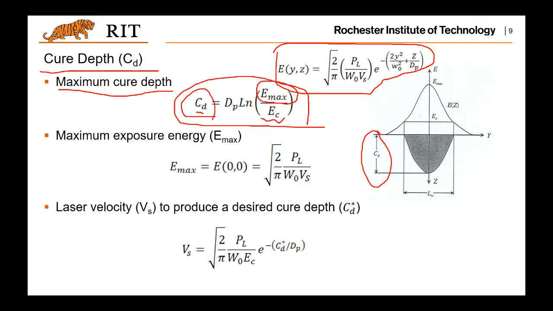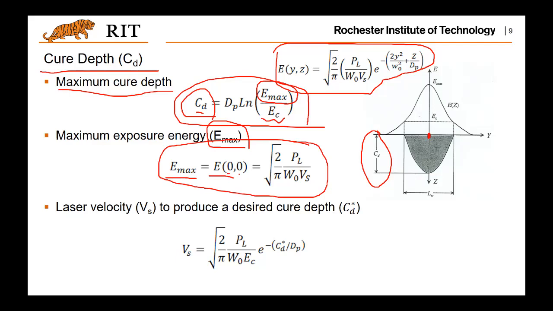Then you may ask how you get Emax, right? The Emax is the laser exposure at 0, 0, which is this point. In principle, if you have a laser scan, the maximum energy exposure will happen at this point. So by substituting the coordinates, which are the depth and the y coordinate, into this equation, you will easily get this Emax.